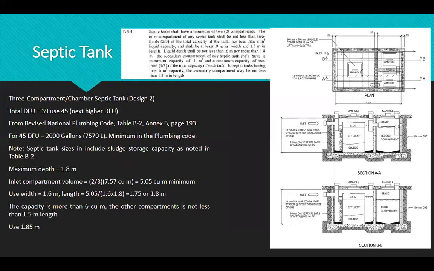Inlet compartment volume is 2/3 times 7.57 cubic meters. 7,570 liters is 7.57 cubic meter. So 5.05 cubic meter minimum. Use width 1.6. Length is 5.05 over 1.6 over 1.8 or 1.75. Use 1.8. The capacity is more than 6 cubic meters. So the other compartments is not less than 1.5 meters. So use 1.85. Manipulated na to.